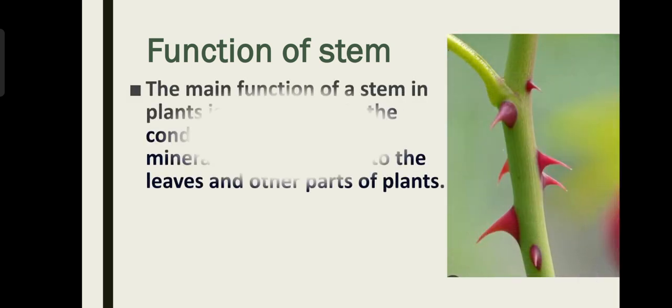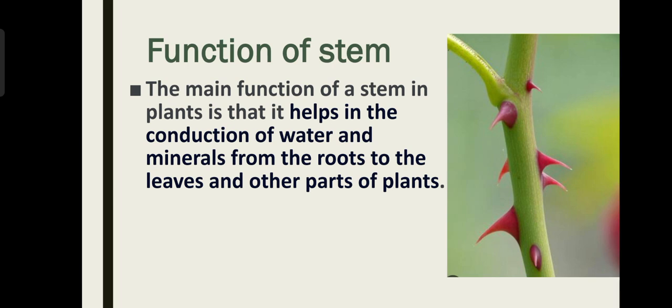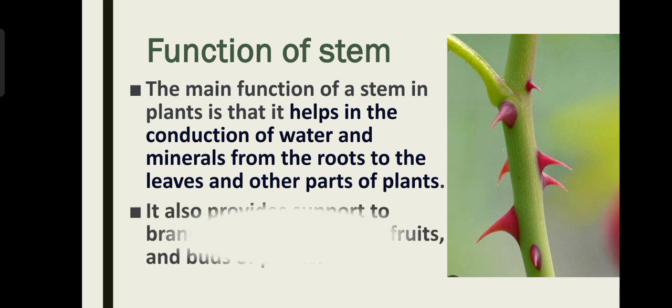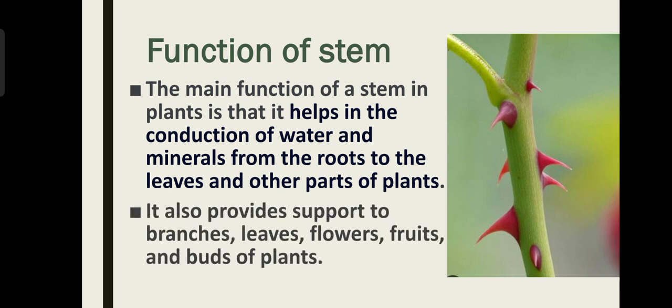Function of the stem. The main function of the stem in plants is that it helps in the conduction of water and minerals from the roots to the leaves and other parts of plants. It also provides support to branches, leaves, flowers, fruits and buds of plants.